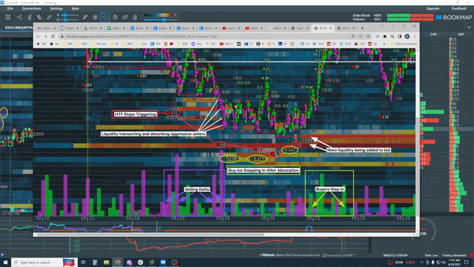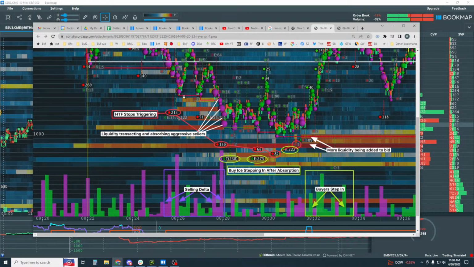However, it is a confluence. It is not a signal service. Okay, it is understanding the behavior of specific traders within the order flow.